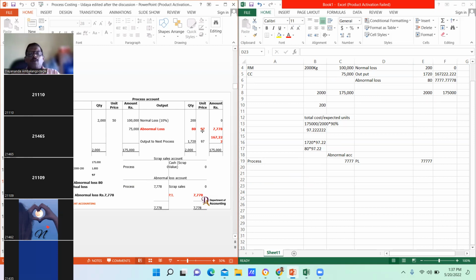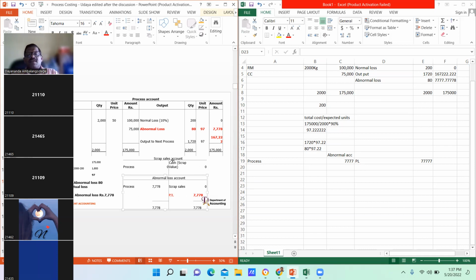So in the abnormal loss account, here you credit the process account and here you debit, and you charge the P&L this. There's no scrap value. Scrap value account is 0 here. There's no value here, don't worry about that. Okay, they have prepared it, but since there is no value, they have put the 0.